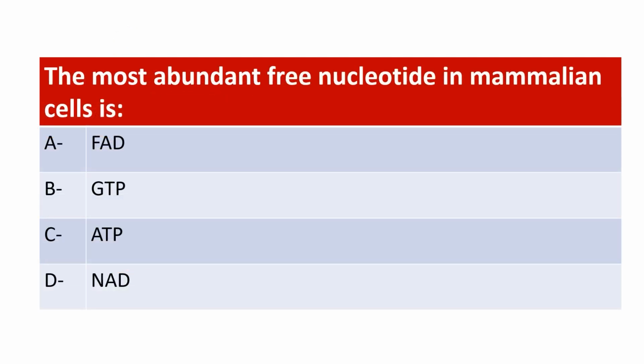The most abundant free nucleotide in mammalian cells is FAD, GTP, ATP, or NAD. And be careful, all are free nucleotides, but we are looking for the most abundant one. It's the C. It is ATP. Adenosine triphosphate is the most abundant in mammalian cells and plays a fundamental role in energy transfer. ATP stores and provides the energy needed for cellular function.